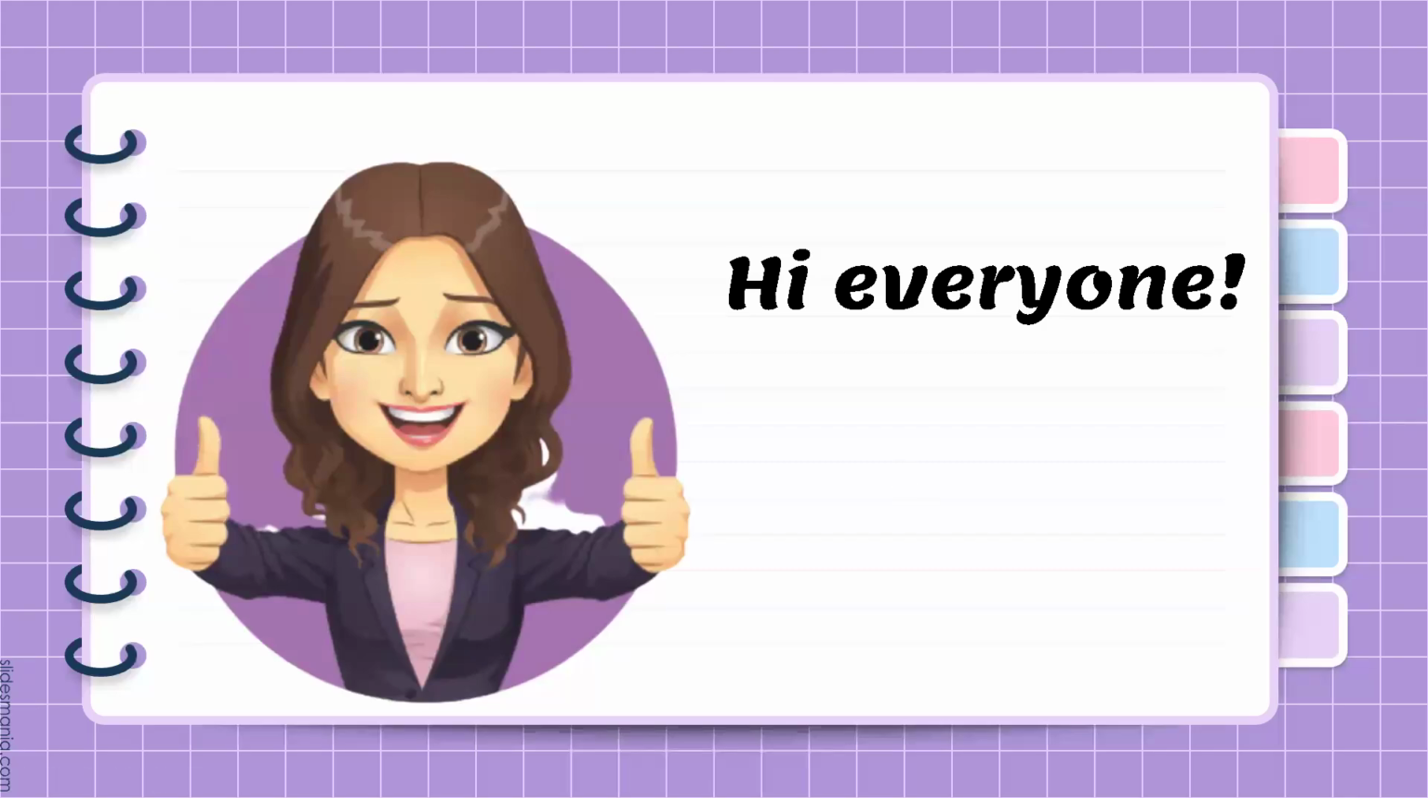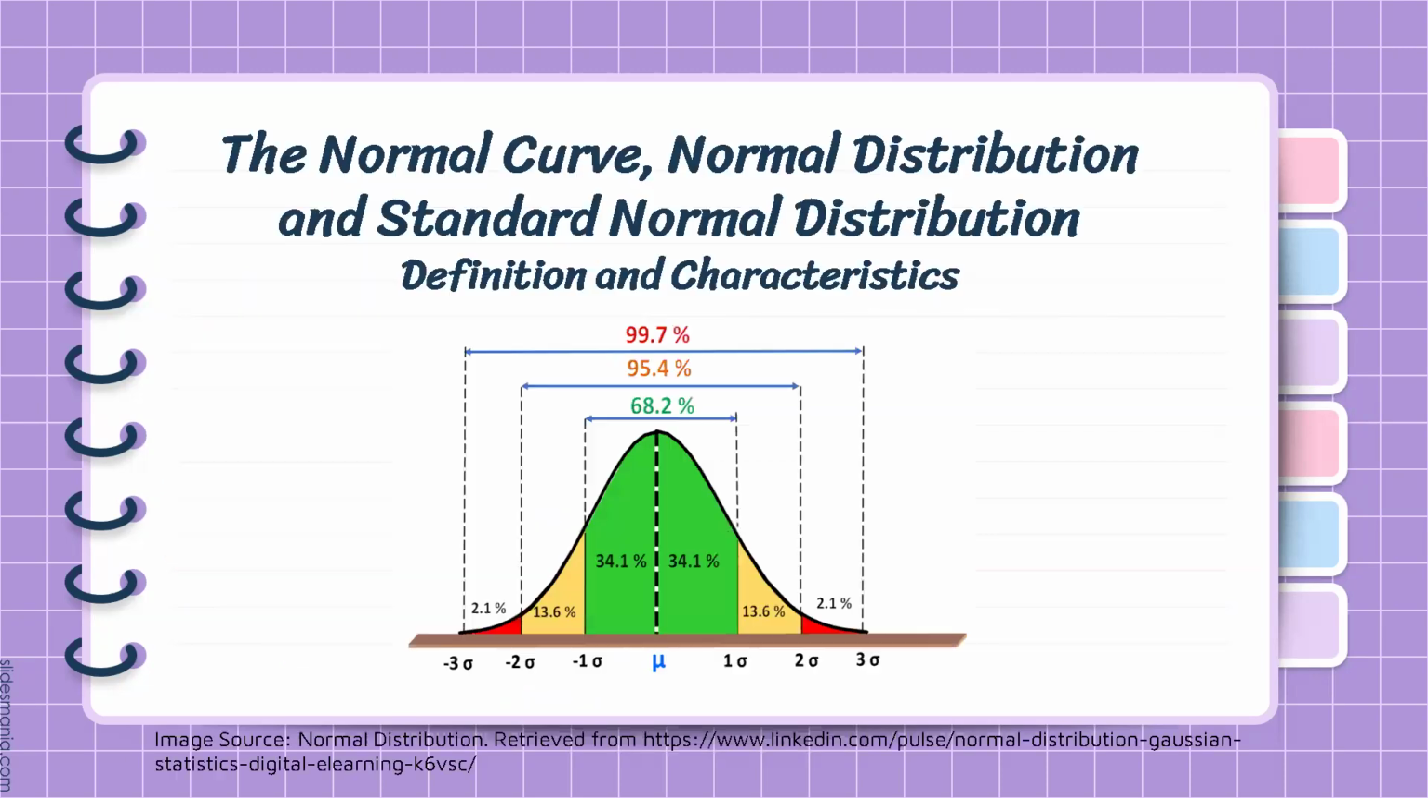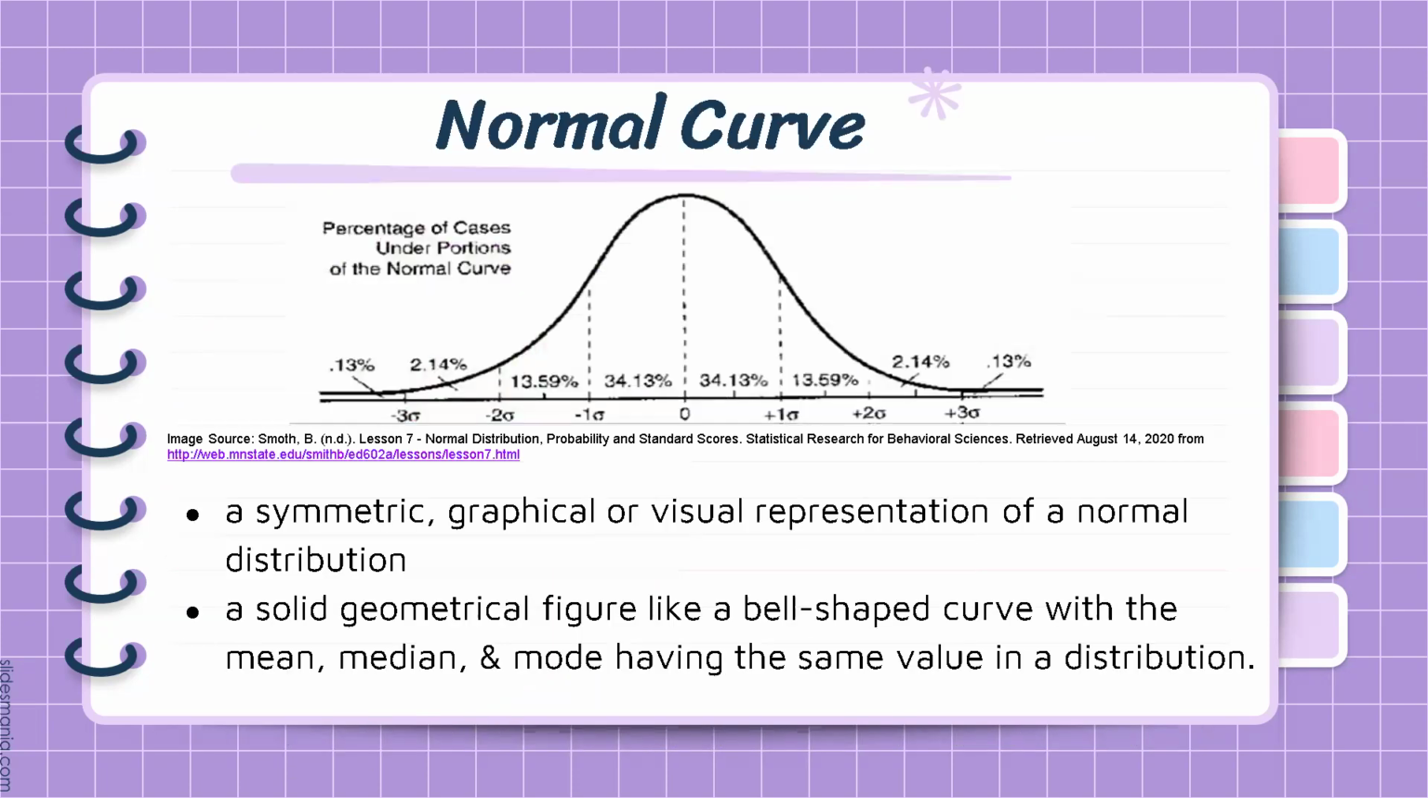Hi everyone, this is Teacher Ethel, and today I will be discussing the normal curve, normal distribution, and standard normal distribution, their definition and characteristics. A normal curve is a symmetric, graphical, or visual representation of a normal distribution. It is a bell-shaped curve with the mean, median, and mode having the same values.